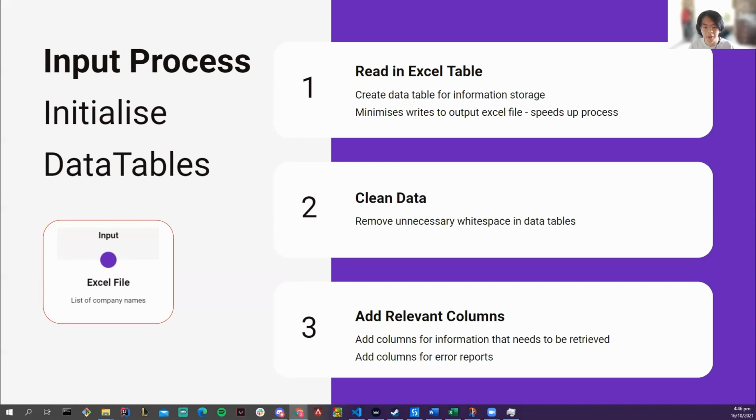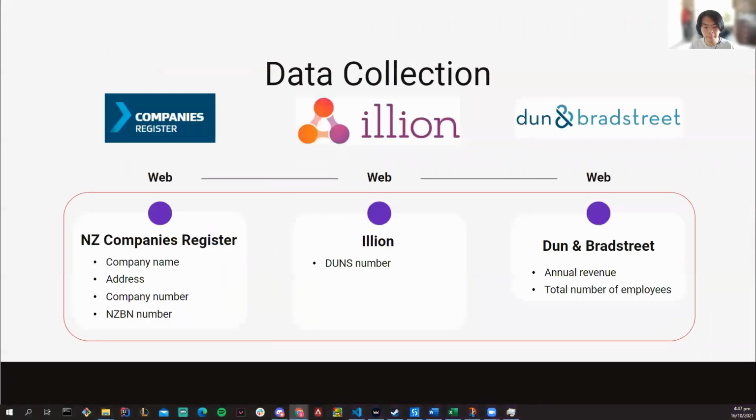Once the data table has been created, we had to remove surrounding white spaces that got generated around each company name. This process was again extracted into its own clean data workflow. The final step of the initialize data table workflow was to add the data columns. A single data column was created for each piece of information we wanted to collect from the different websites. Data columns were also created to keep track of any errors that occurred during the data collection process. The second module contains the bulk of the automation's work. This process was broken down into three further workflows, one for each website.